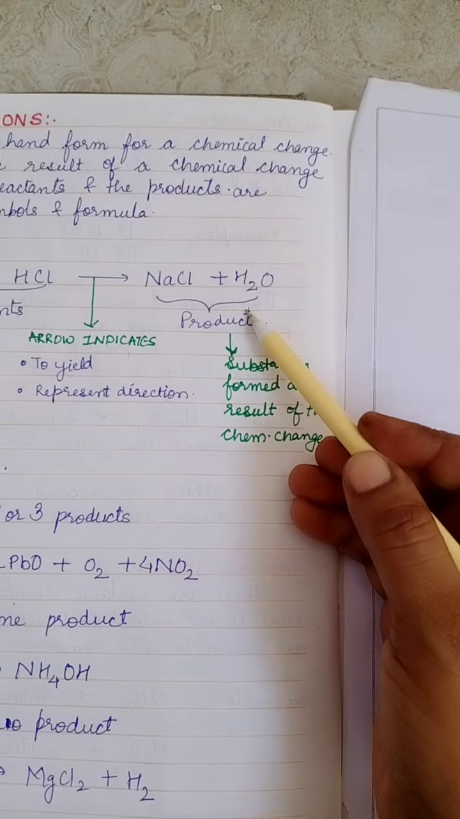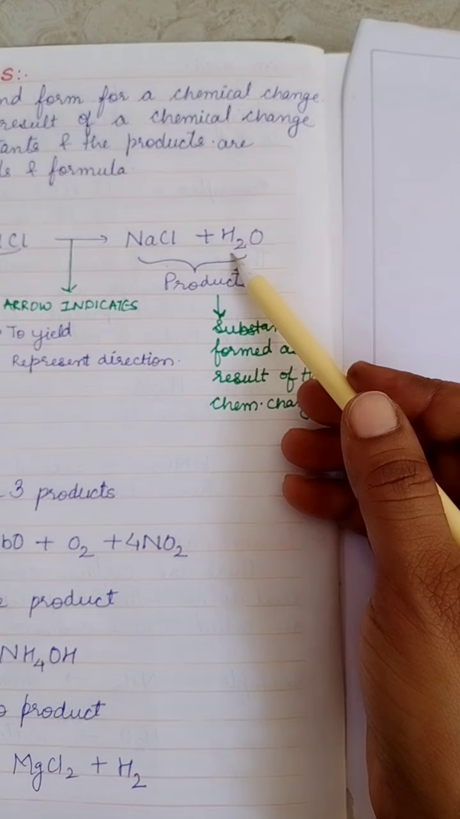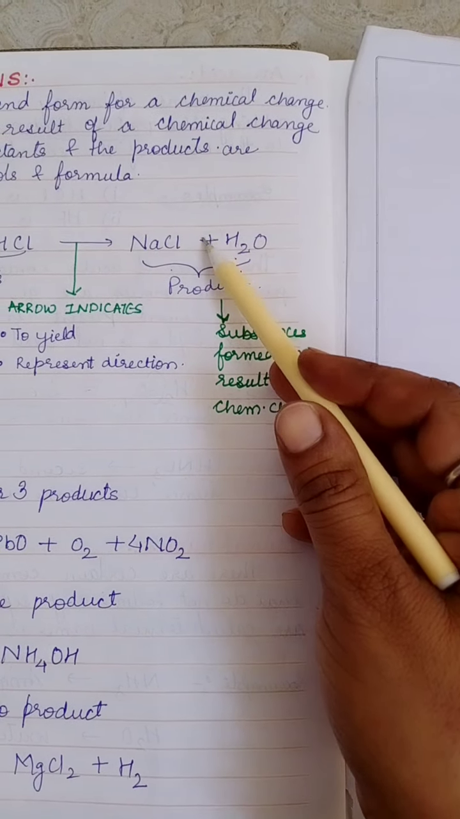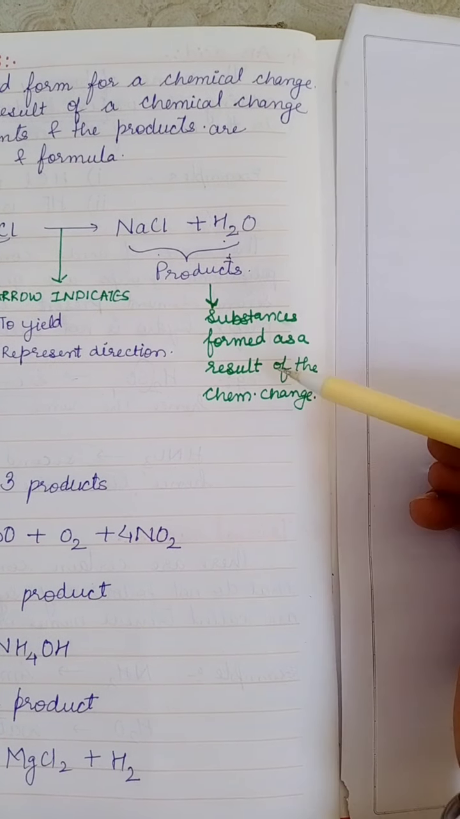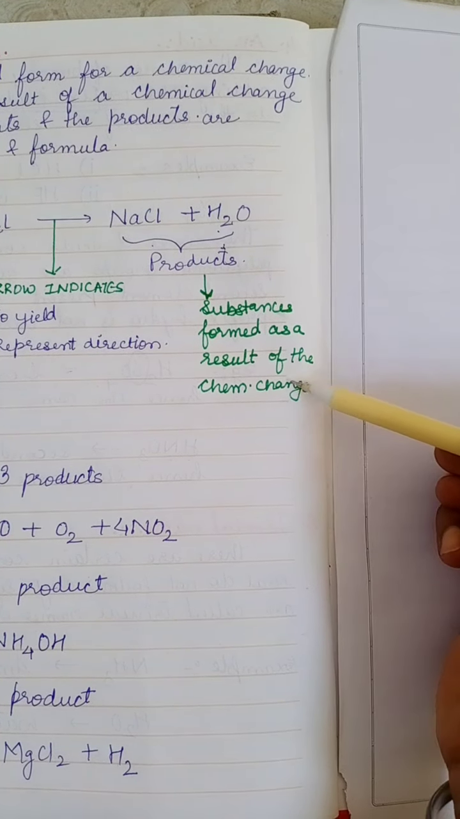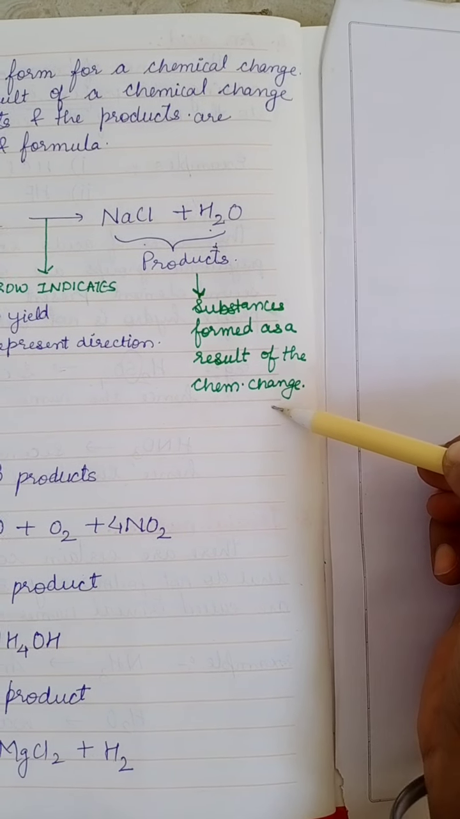Now products, you can see here two or more products are formed, so they are differentiated with the plus sign. What is a product? The substance formed as a result of the chemical change taking place.